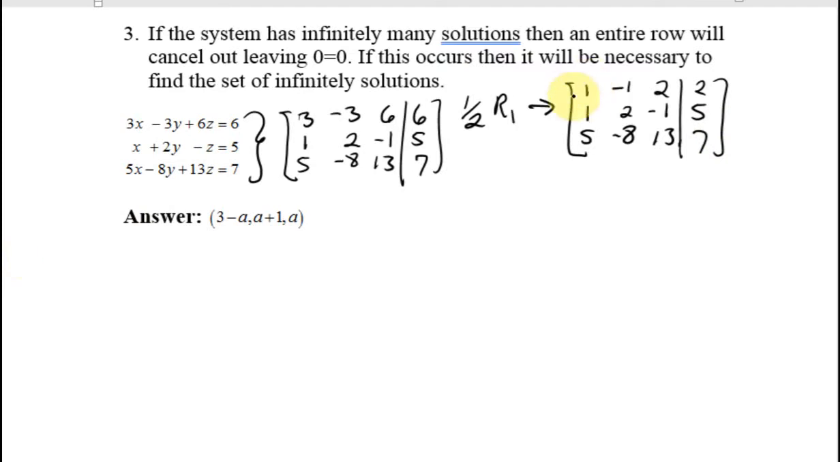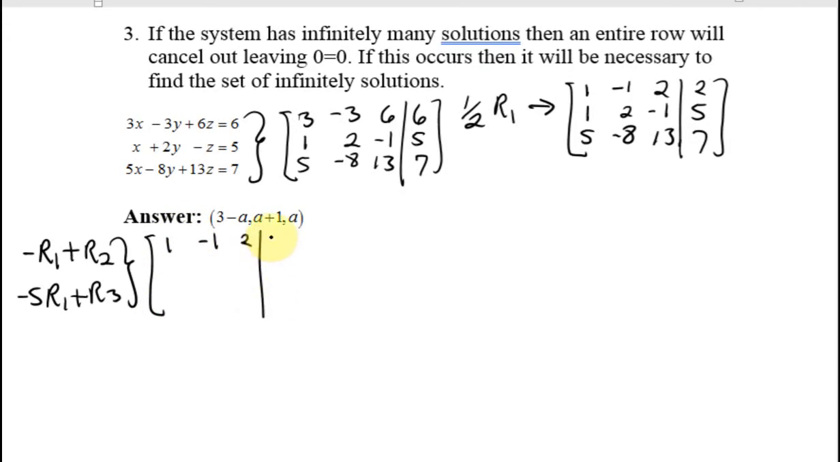Now we use A11 to get zeros below it. To do that, we say negative times row 1 plus row 2, and then -5 times row 1 plus row 3. Row 1 stays the same. So this is 0, 3, -3, and 3. Here we get a 0.